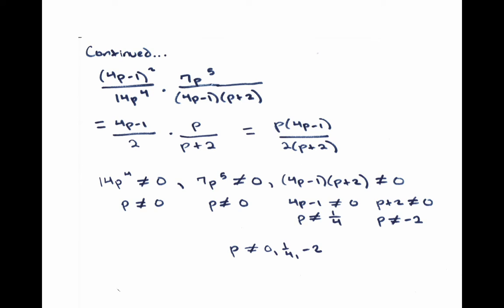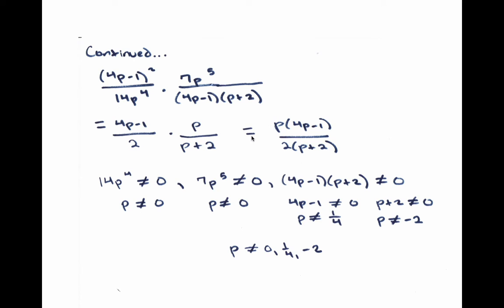So now we have a 4p minus 1 squared on the top, and a 4p minus 1 on the bottom. So that means we can cancel 1 out from the bottom, and then we're just left with one of those on the top. And then we can also divide the numerator and denominator by 7p to the 4th, and then we're left with just 2 in the denominator and p in the numerator. So then when we multiply those two simplified rational expressions together, we get p times 4p minus 1 all over 2 times p plus 2.